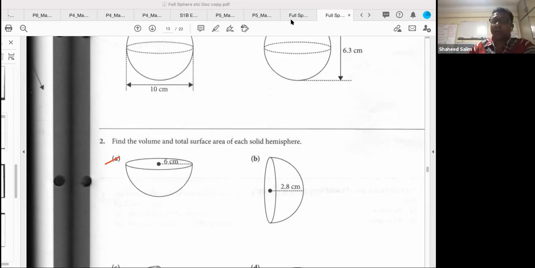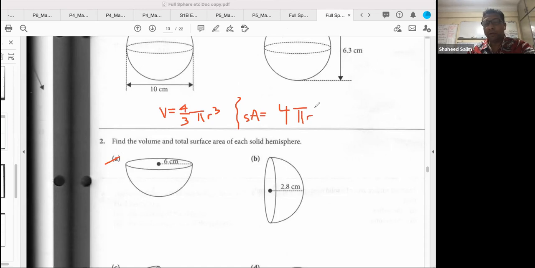In case you guys have forgotten the formula, you must remember the formula. What's volume? Remember, 4/3 pi r cube. You got to memorize this. There's no way out. Okay, the other one, SA, not South Africa, surface area, 4 pi r squared.